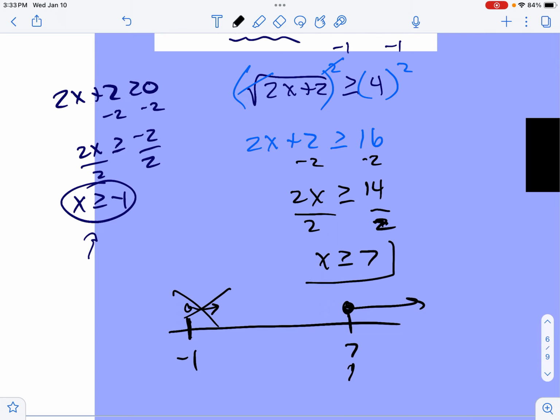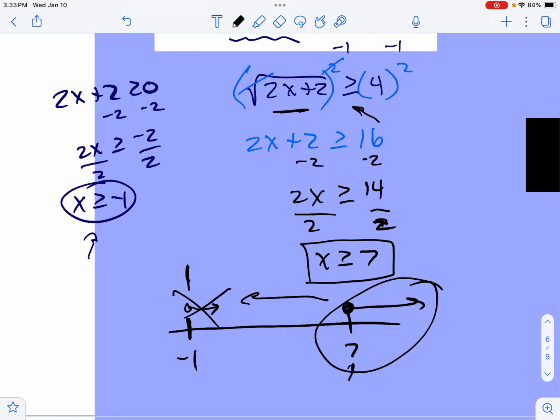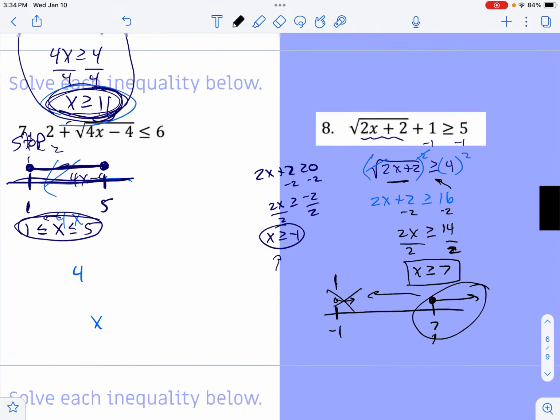So this right here, and that's usually what happens when it's a greater than problem. When it's less than, then it's going the other direction. Then you got to stop at that checkpoint or whatever you can't have underneath your square root. So yeah, it's greater than or equal to 7 here. So that worked out nicely.